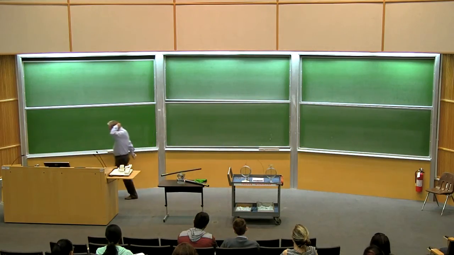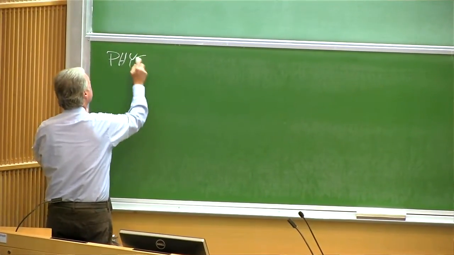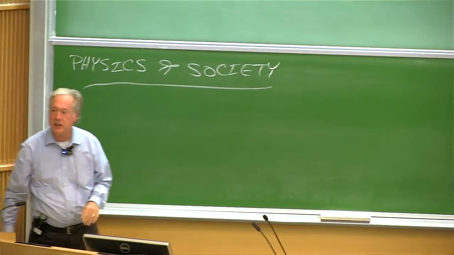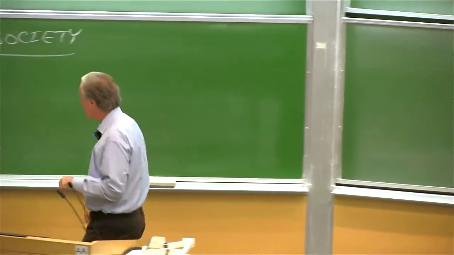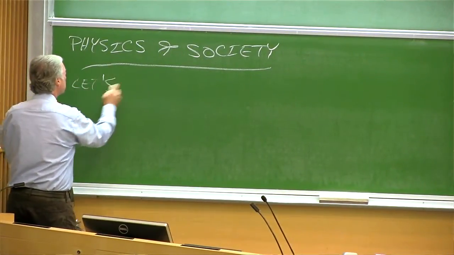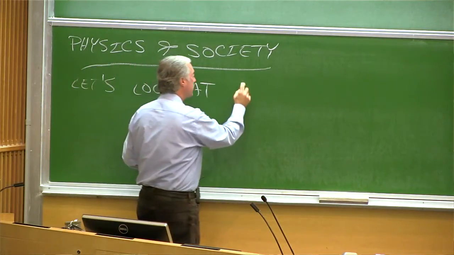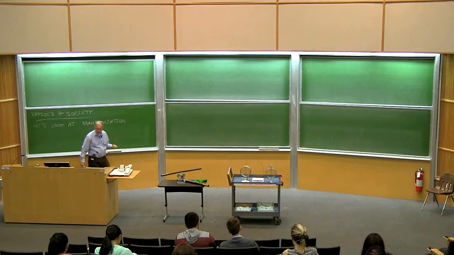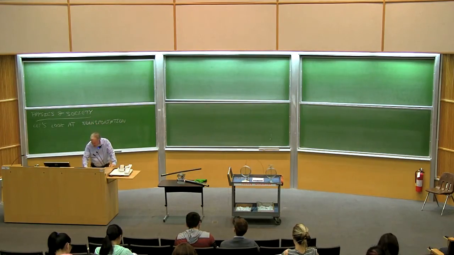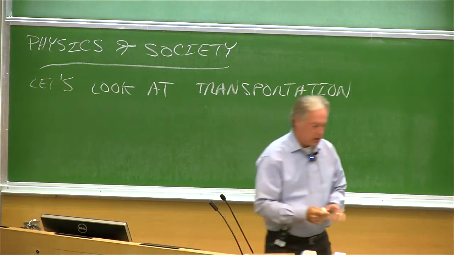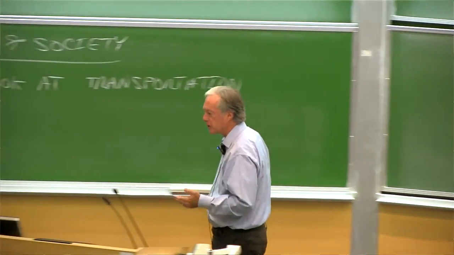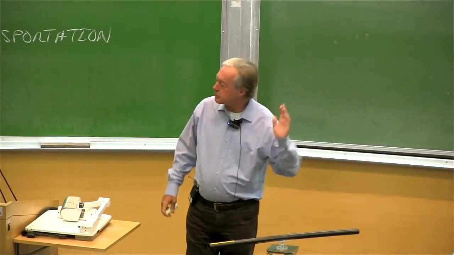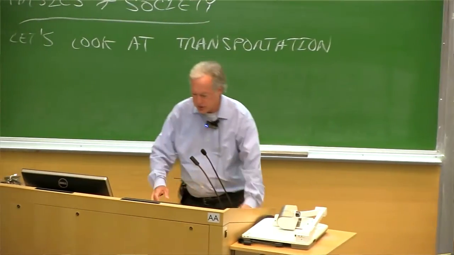Okay, let's do some more physics and society. Just showing you how to use this form of reasoning to help guide your understanding. So this is the sort of process to look at things. Let's look at transportation. And what I'd like to do is get a picture in mind. To get a picture in mind on transportation, I want to think about the energy source. The energy source for driving cars, trucks, buses, trains, airplanes, the energy source that you use for that.